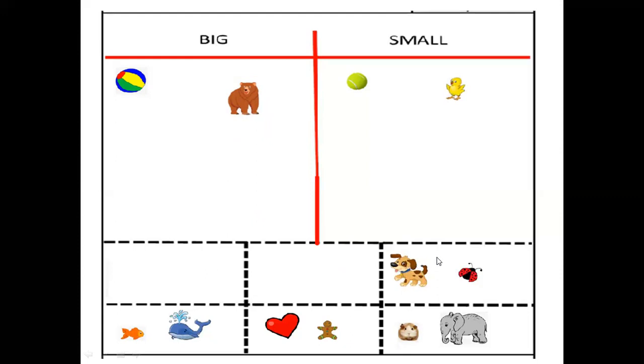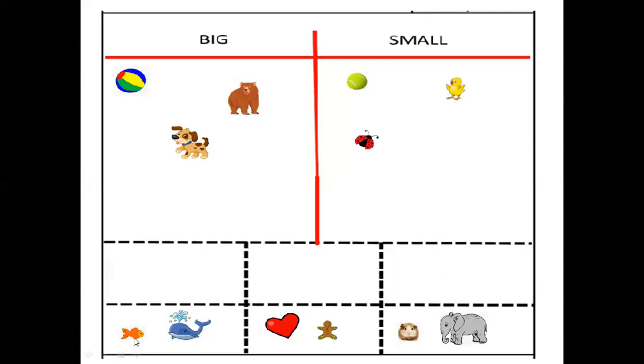There is a dog and a ladybug. So which one is big? The dog or this ladybug? The dog is big. Of these two, this one is an animal and this one is an insect. So the dog is the big one. Pick the dog and put it in the big column like this. Well done. Now pick the small one and put it in the small column. Now come to the next row.